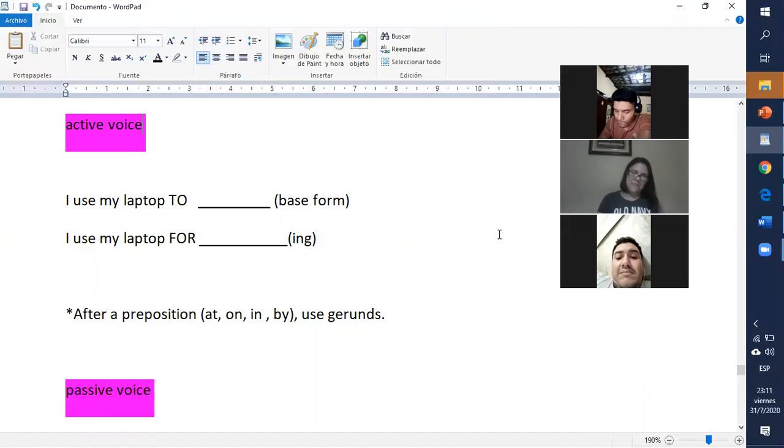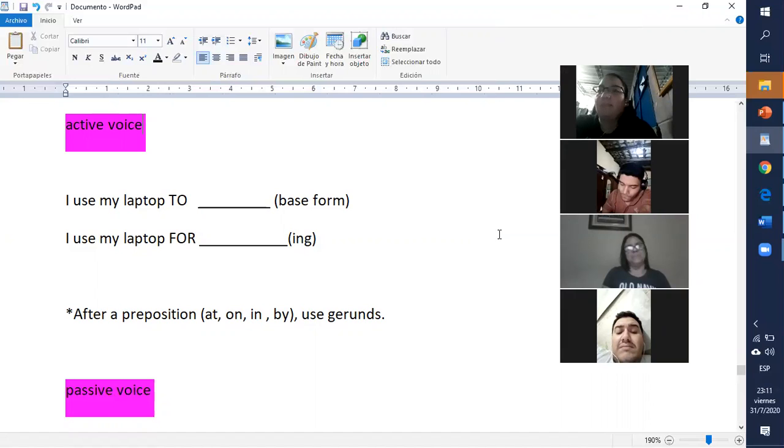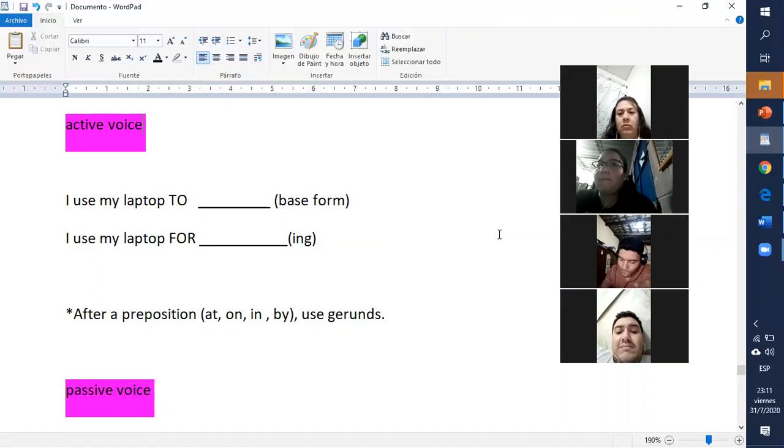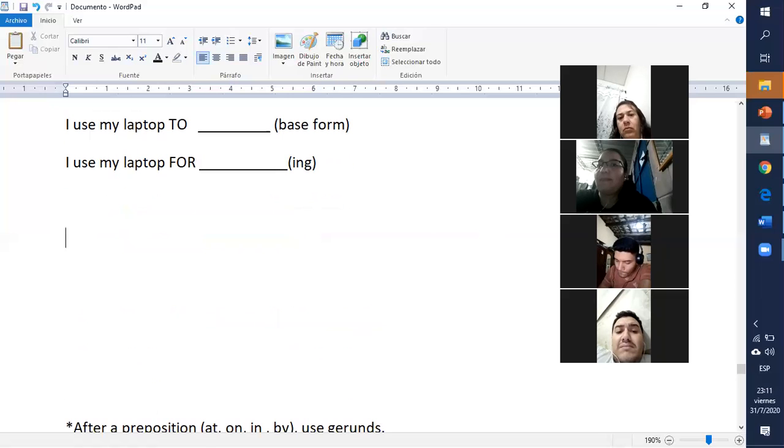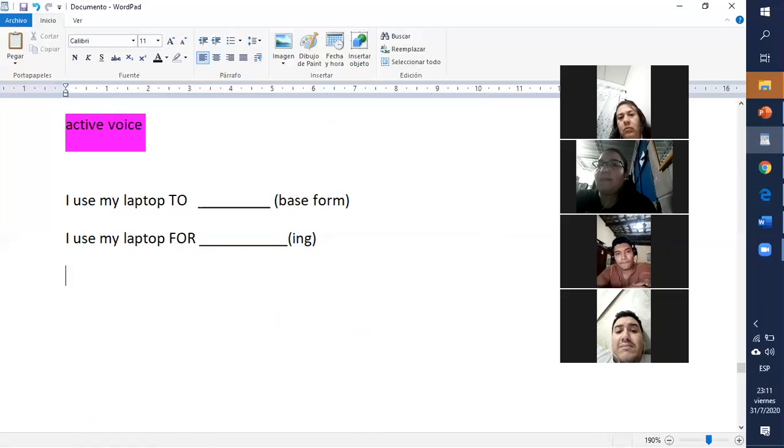Okay. Does anybody know what the passive voice is? Okay. So don't worry about it. I will explain that later because it's gonna be too much then. So pay attention to this, guys. It's exactly the same. Help me out. How are we gonna conjugate this?